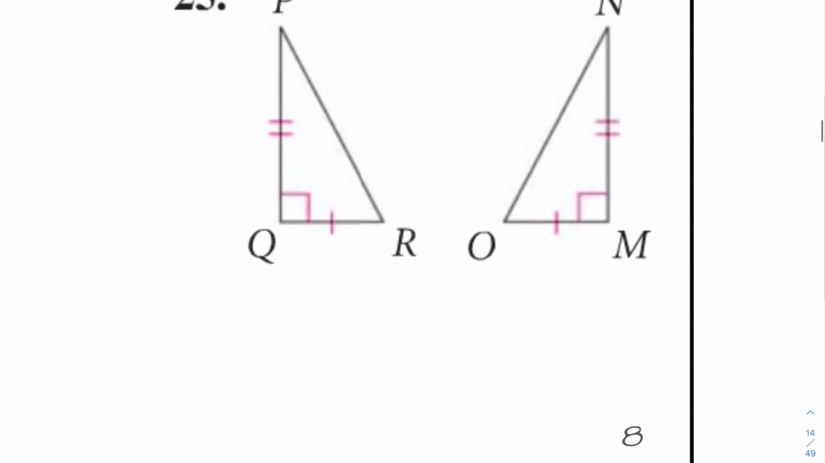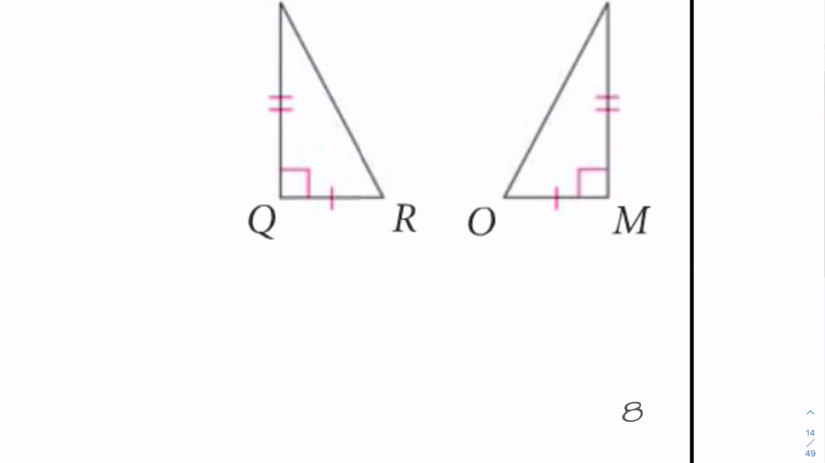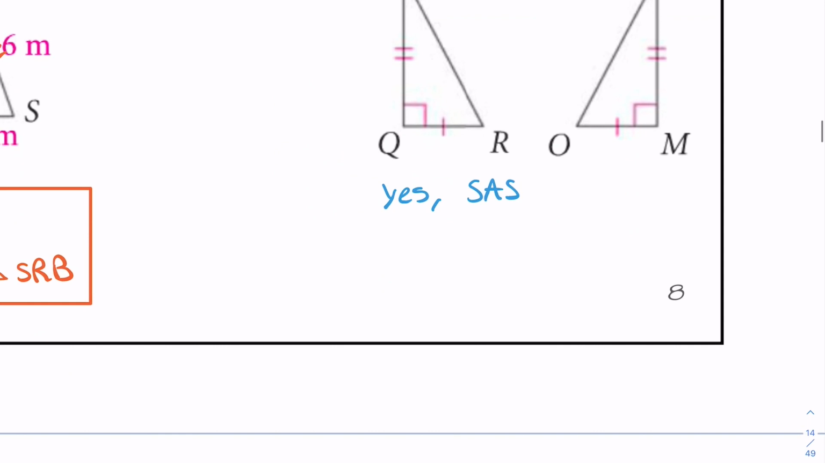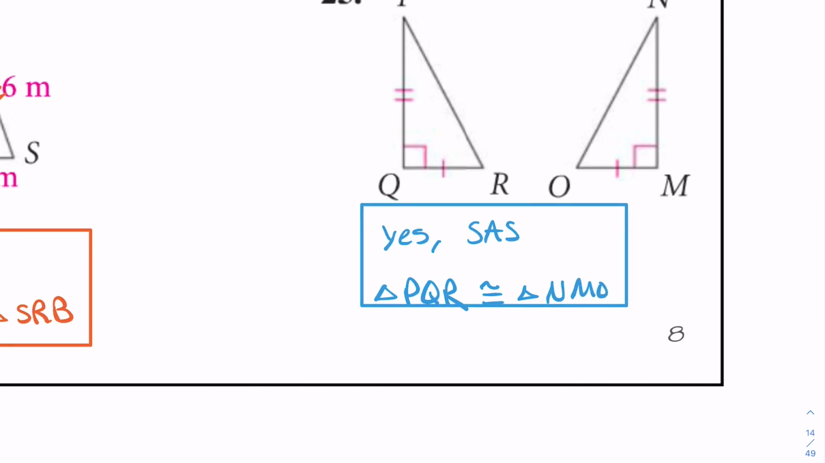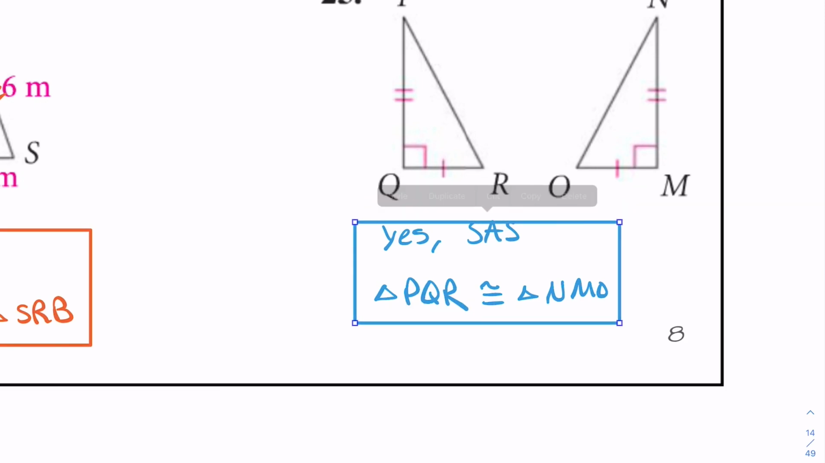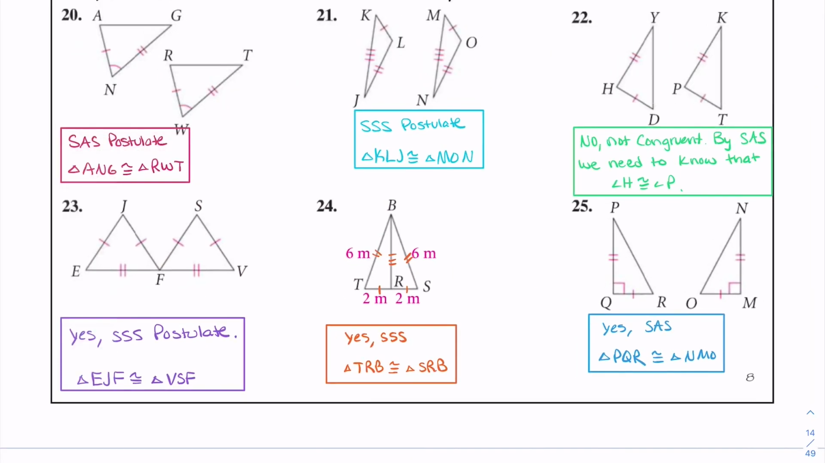Okay, the last one. Yes, this is by side angle side. Yes, by side angle side because of the included angle. So triangle, let's do PQR. So I'm going 2, 1, 1 down the right angle is congruent to triangle NMO. And that looks pretty good. Okay, and that's it for that.